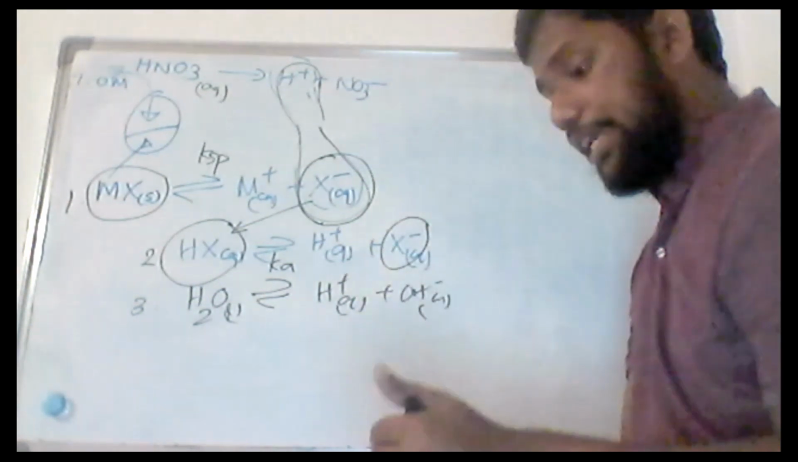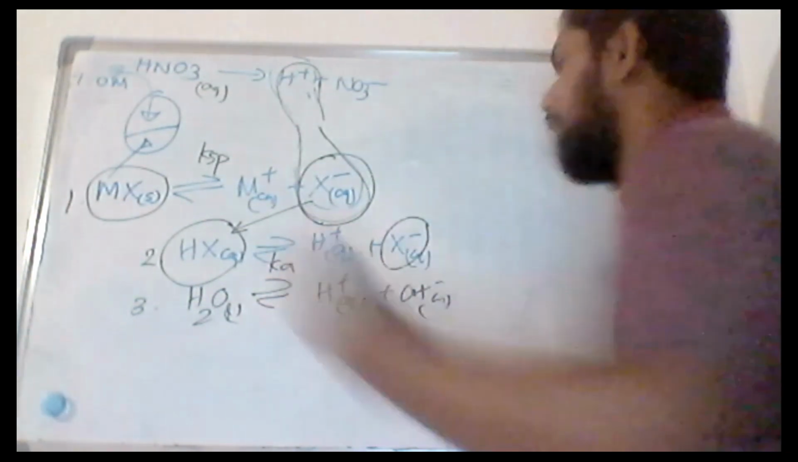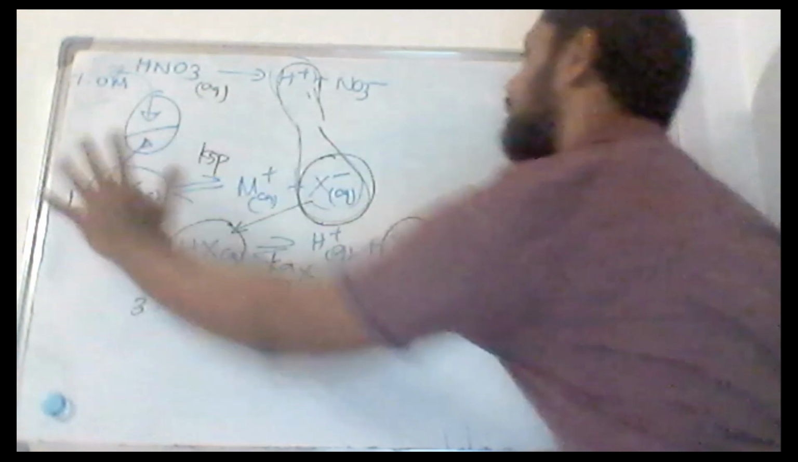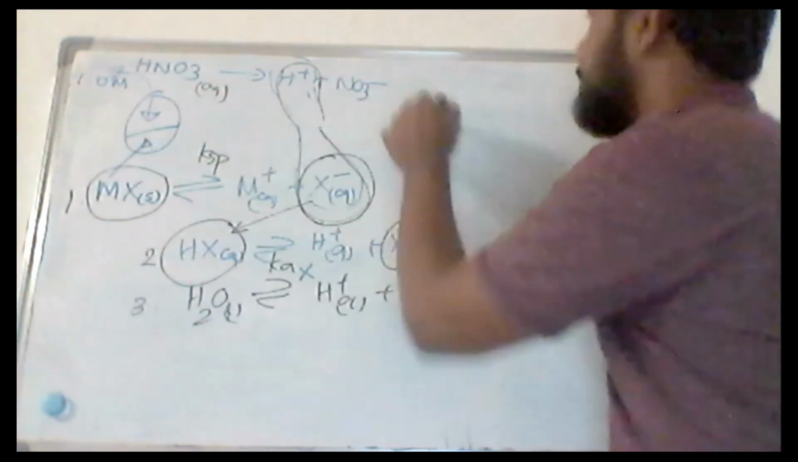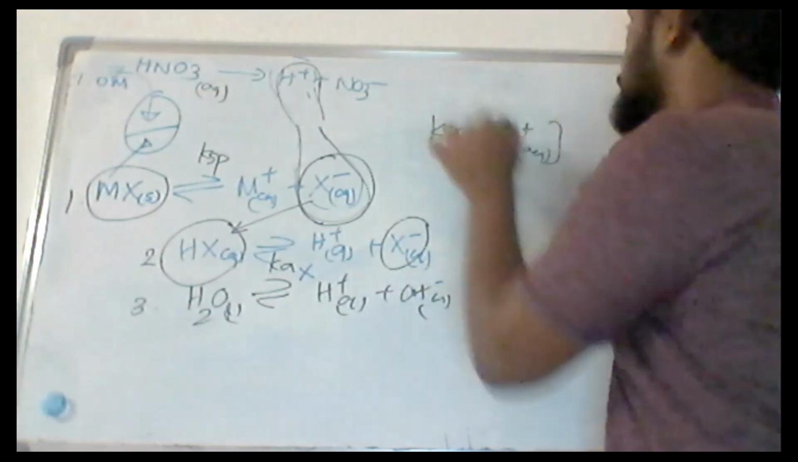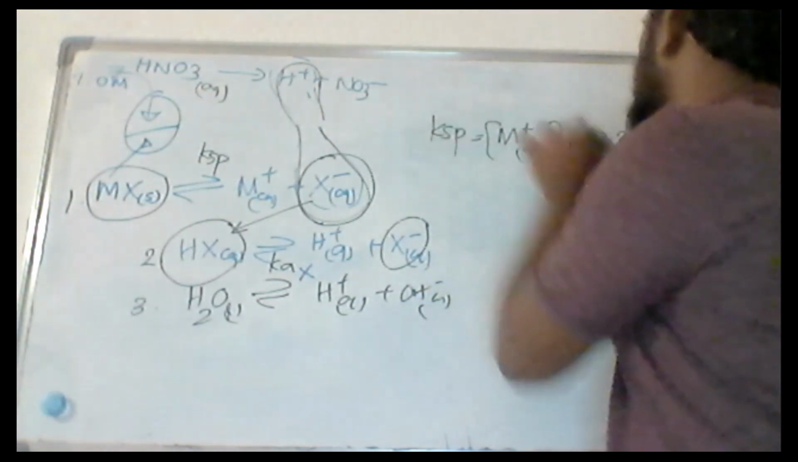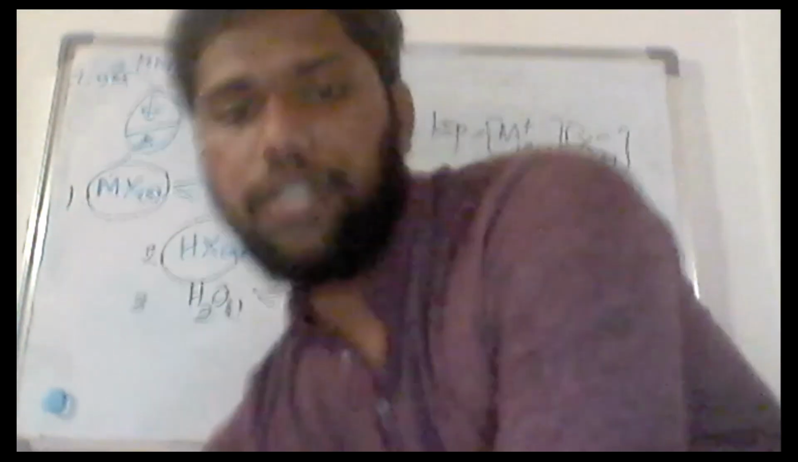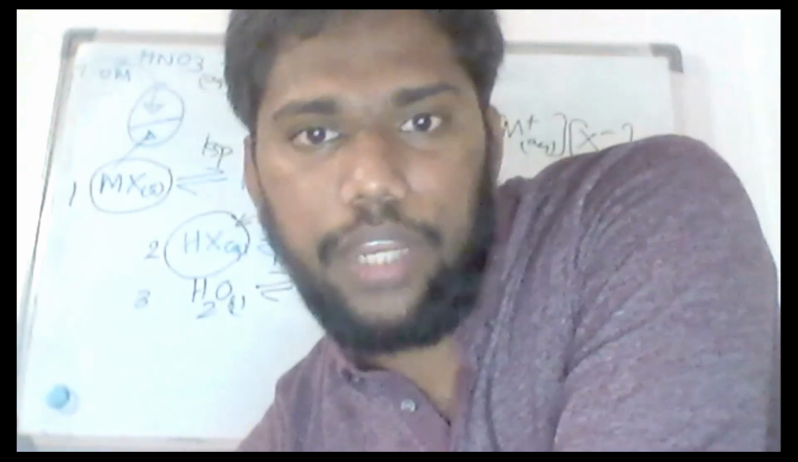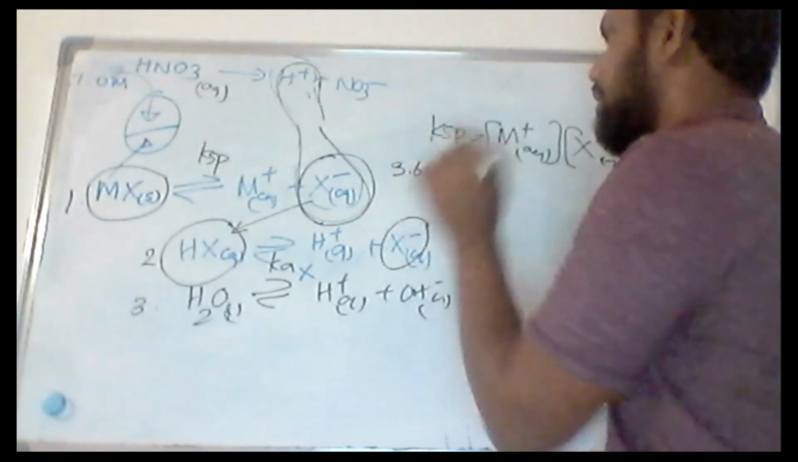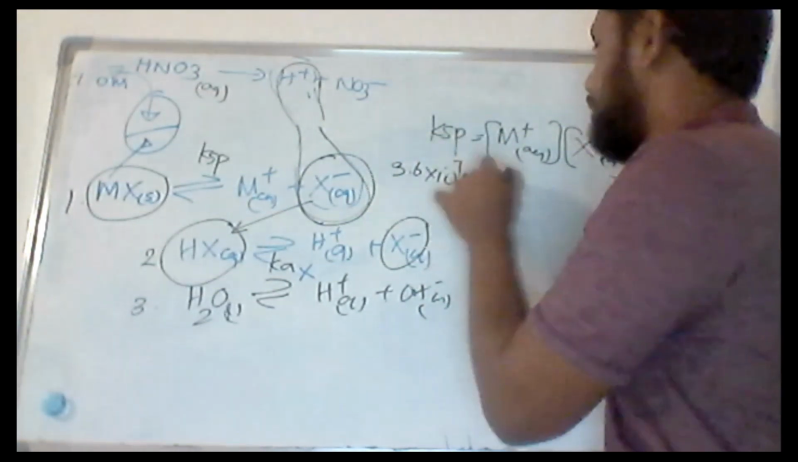But for our easiness, they have given, forget about this dissociation here, right? So we have to only concern with this particular equilibrium. So that is the KSP expression, which is M plus aqueous concentration times X minus aqueous concentration, right? So the KSP is given and the value of it is 3.6 into 10 to the power minus 7 M squared.